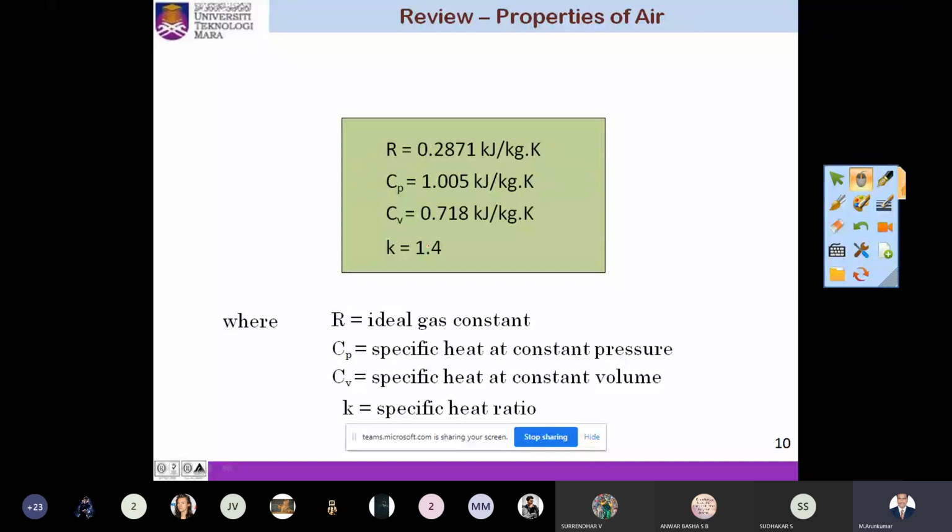So just try to remember these values. These values are also available in property charts, but rather than referring to that, you can just remember them. Then you know R is the ideal gas constant, then Cp, then K. K is the specific heat ratio.